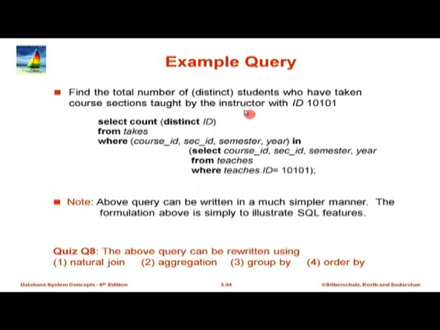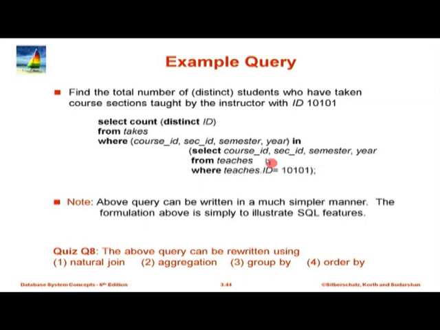So, what we have done in this particular query is first of all find which all sections this teacher has taught. How do you do that? Select course ID, sec ID, semester, year from teaches where teaches dot ID equal to this value. So, this is giving me all the sections taught by this instructor. And now, this has become a subquery to this outer query which checks that the takes tuple is included provided the course ID, sec ID, semester, year is in this list. And then I find the count of distinct ID. So, this is just illustrating one more query with in.